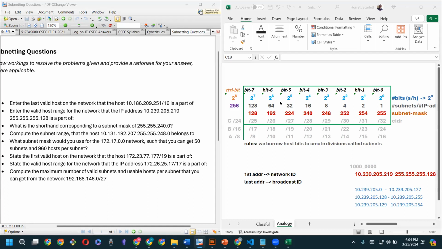So I think someone had asked about the last question. Compute the maximum number of valid subnets and usable hosts per subnet that you can get from the network 192.168.146.0 with a /27 subnet annotation. I'm assuming that some of you would have actually tried that, so you have some information that you want to give. So who wants to talk about that one?